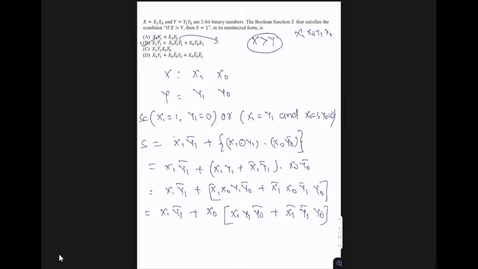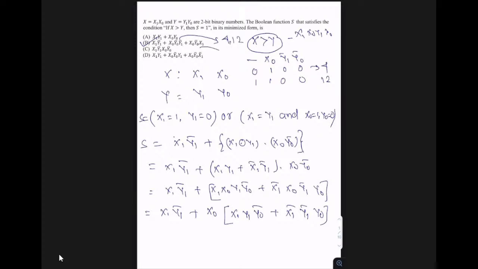From this, your x1 is missing, so you'll have a vacancy here, right? So this is x1 blank, then x0, then y1, then y0 bar, and y0 bar and y1 bar, okay? So this is 1, 0, 0, 0, 1, 1, 0, 0. So the min terms we are getting are 4 and 12, right?